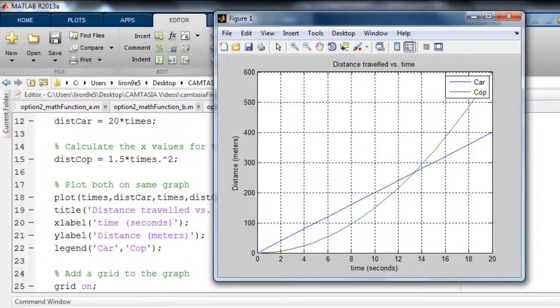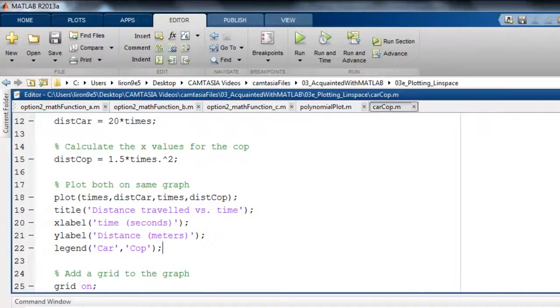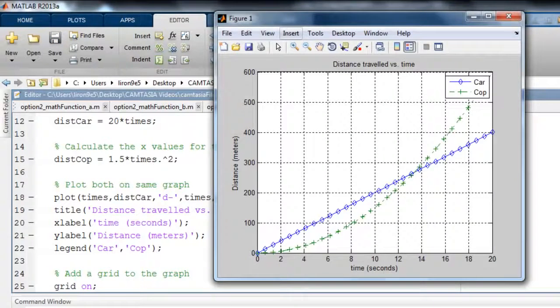So now we could print this. Although if we're printing in black and white, we still have something to do. Let's try to put markers on each. Now where do the markers go? They used to be the third argument. They remain the third argument. In between the two plots, I need to do maybe diamond, straight line. And for the cop, I'll do a little plus sign with dash dot. So now I can print in black and white.